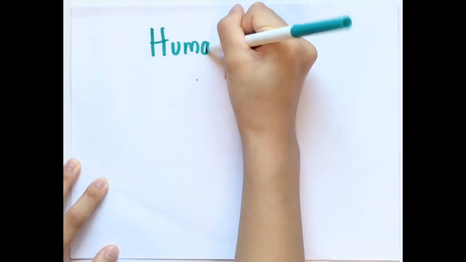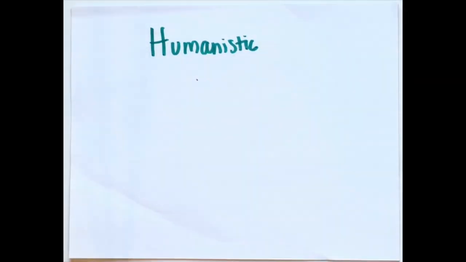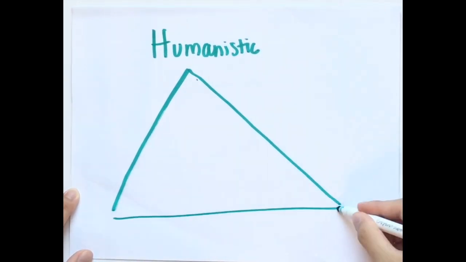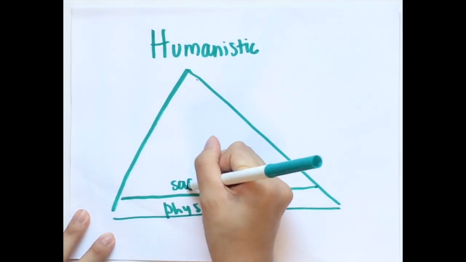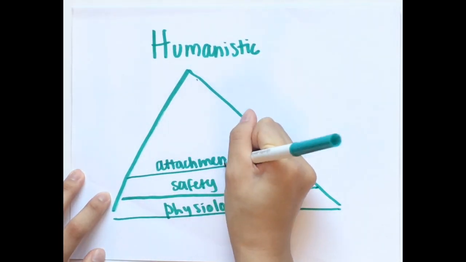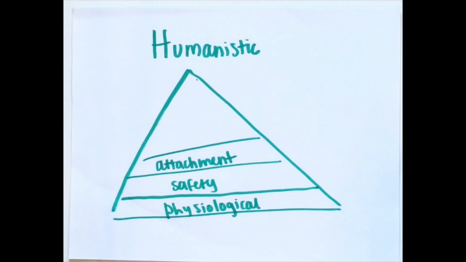In contrast to the psychodynamic theory of personality, which focuses on the unconscious aspects, the humanistic theory focuses on the conscious understanding of self. A prominent figure in the humanistic theory was Maslow in his pyramid, which I will show here. At the bottom are physiological needs such as food and shelter. Above that is basic safety. Further up is attachment, forming meaningful relationships with family, etc.